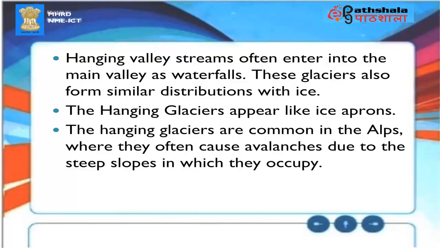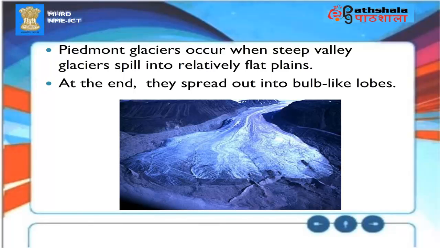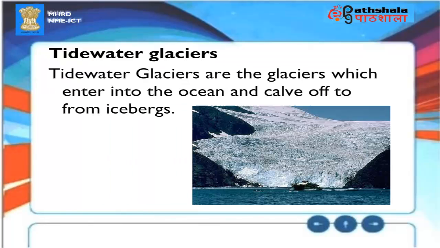Piedmont glaciers. Piedmont glaciers are formed when a valley glacier extends down through a valley and then covers a gentle slope beyond the mountain range. Piedmont glaciers occur when steep valley glaciers spill into relatively flat plains. At the end, they spread out into bulb-like lobes. The Malaspina Glacier in Alaska is one of the most famous examples of a piedmont glacier. It is the largest piedmont glacier in the world.